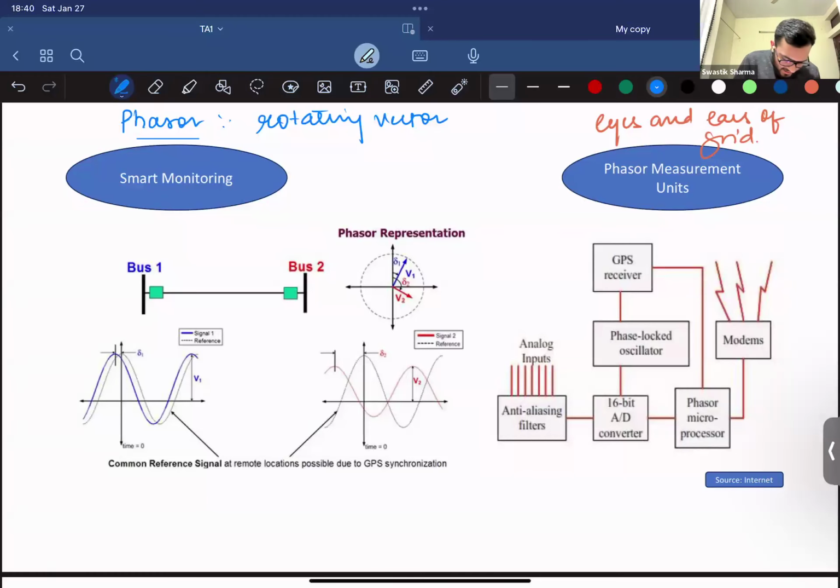So let's say we have two bus systems, and bus one and bus two are connected, and we use a common reference signal. This common reference signal, with respect to a phasor measurement unit, is a cosine signal which is synchronized with universal time clock or GPS, right? Why we do this is because we want all of the measurements to be synchronized.